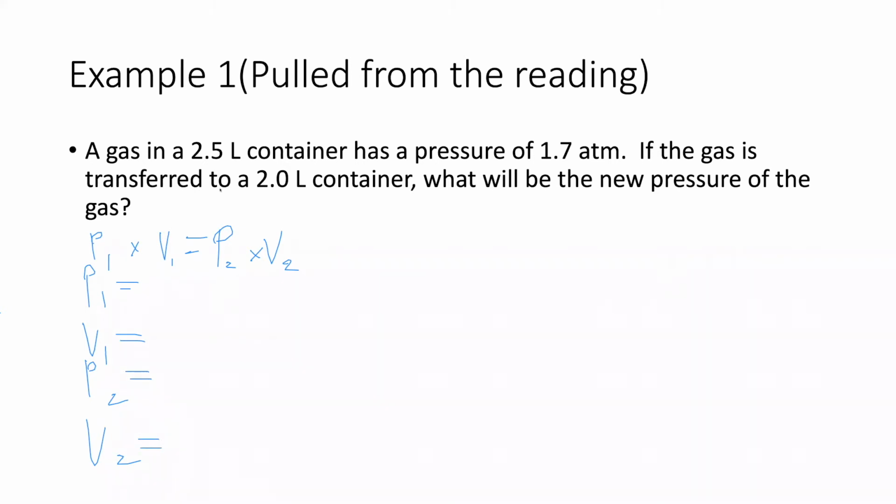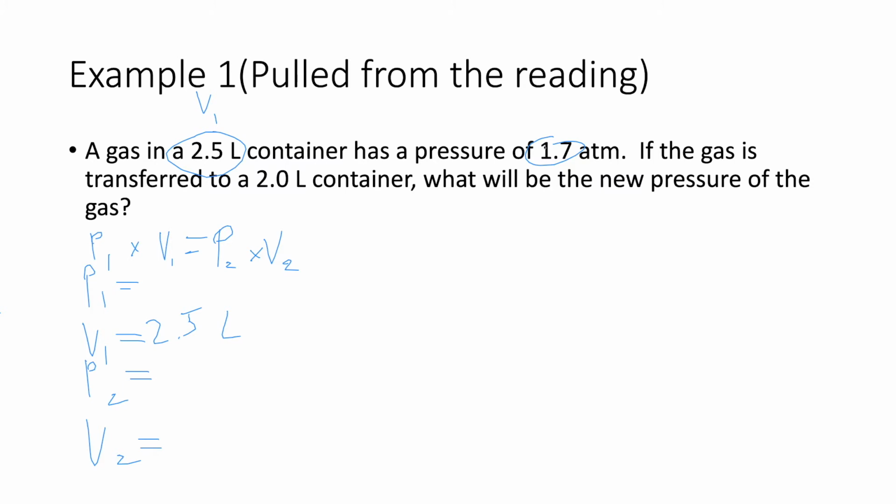All right, so we're gonna have P1, and then we're gonna have V1. And then down here, we're going to have P2, and then V2. We need to identify what each of these variables are and what their values are going to be. Right here we have 2.5 liters. I think most of you know that liters means volume, so this is going to be our V1: 2.5 liters. For P1, it's 1.7 atmospheres.